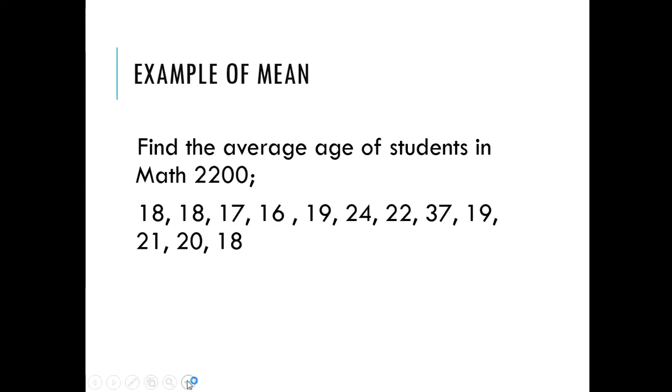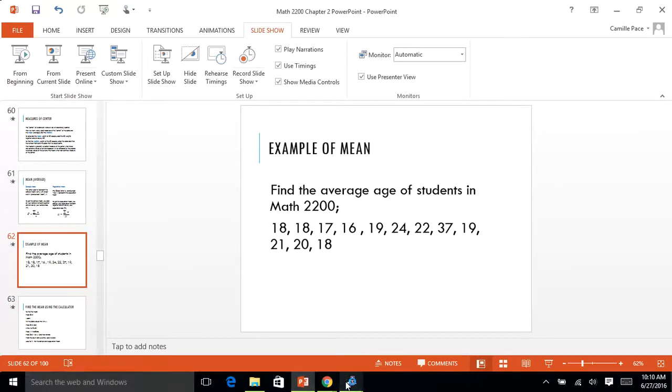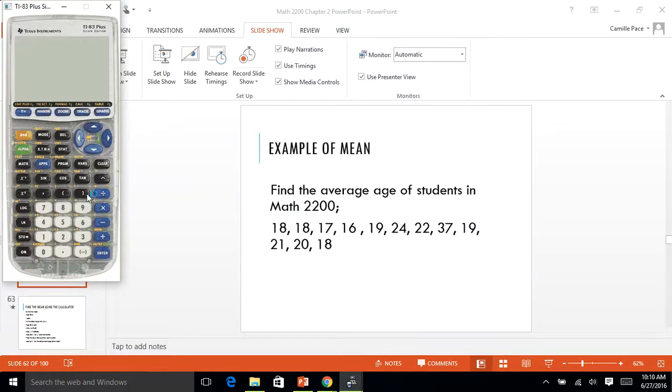So let's do an example together using the calculator. All right, so I'm going to bring up my calculator. I'm going to turn it on. So I'm going to enter my data. I'm going to go to stat and then hit enter. So for my first value, I'm going to put 18. 18 is the next value. Even though I have two 18s, I want to include them because they're two different values.